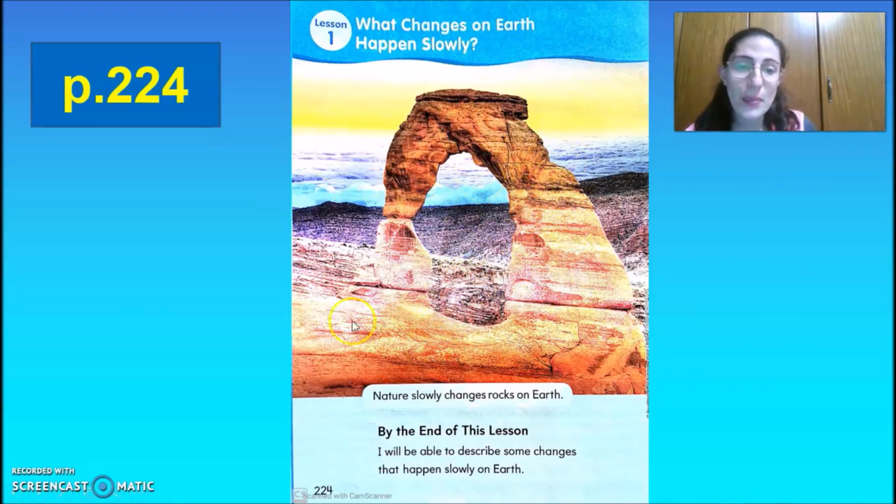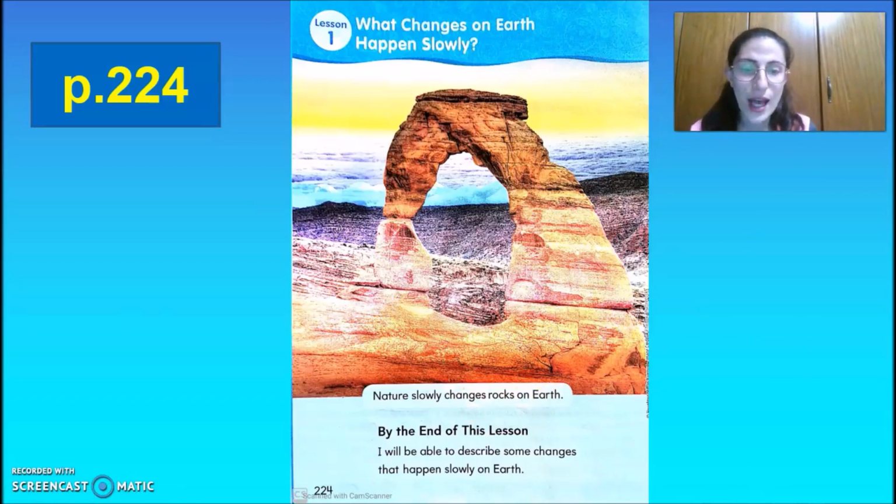So this didn't happen between 2 days. It needs a lot of time, like a million years, okay? Or the water, because it kept hitting the rock, it might have also caused this change to the center of the rock, okay? Let's read together. Nature slowly changes rocks on Earth. So the nature, when we say nature, we mean the wind, we mean the water, okay? We mean the plants. They might cause changes to rocks on Earth.